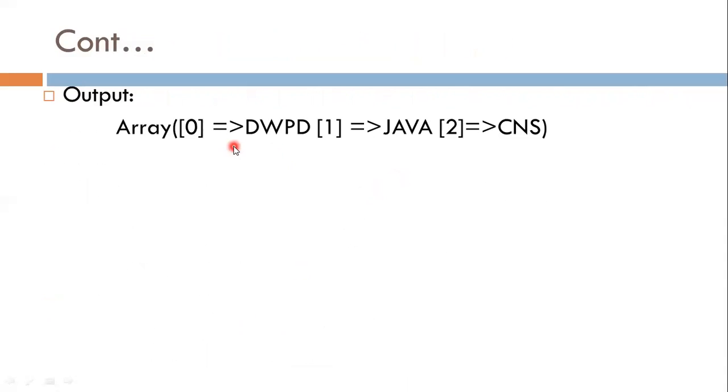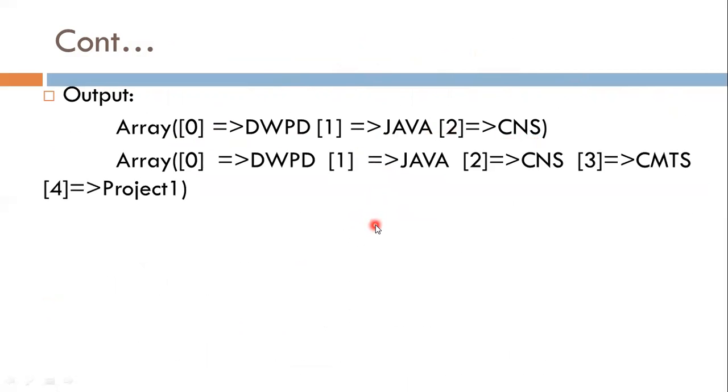Means the output is like this. At the initial point we have 3 subjects with index 0, 1, 2, and after that adding 2 more subjects to the array. I have a total of 5 subjects with the starting index 0 and last index 4.